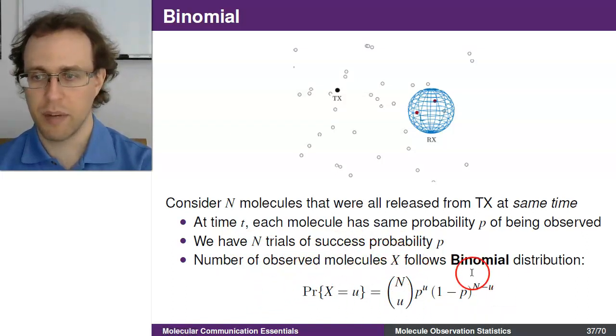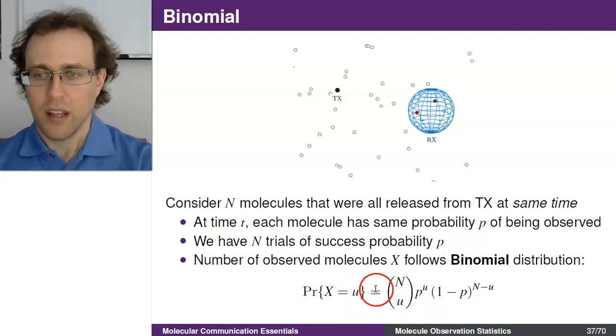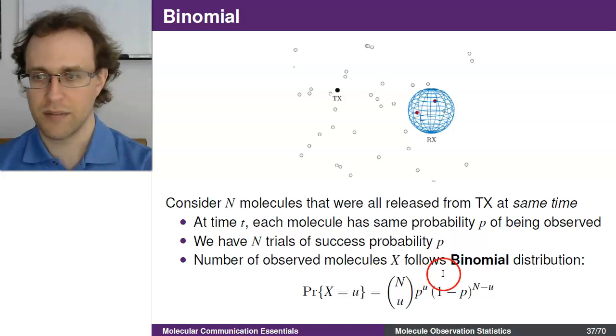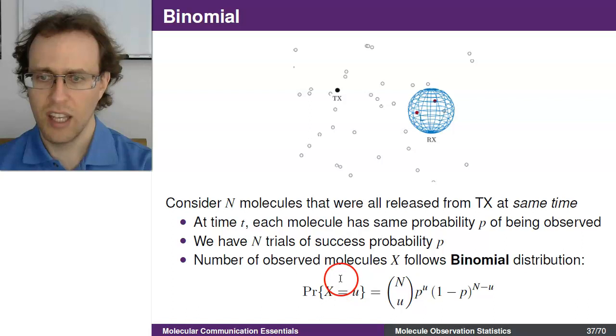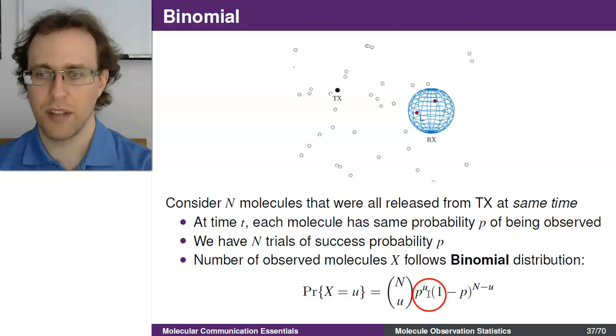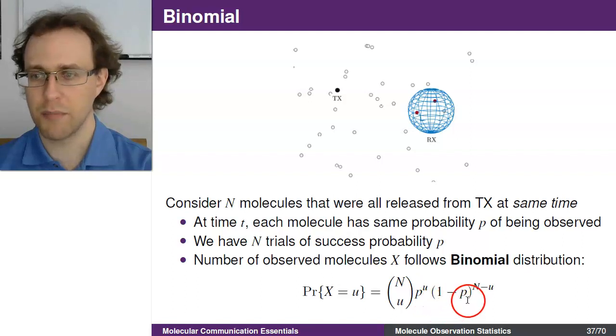Right here we write the binomial PMF, the probability mass function, since the distribution is discrete. We have that our number of observed molecules x is equal to little u. The probability of having u observed will be n choose u multiplied by p to the u multiplied by 1 minus p to the n minus u.